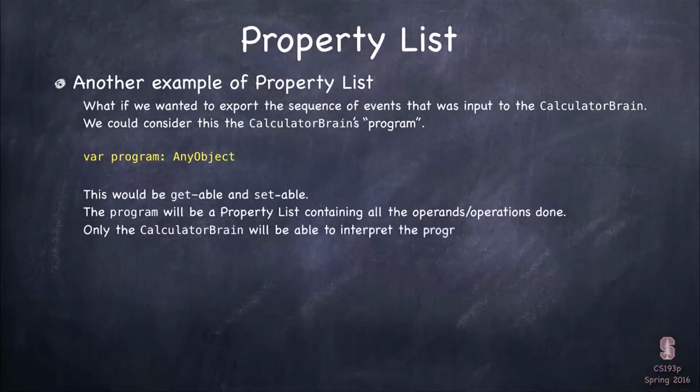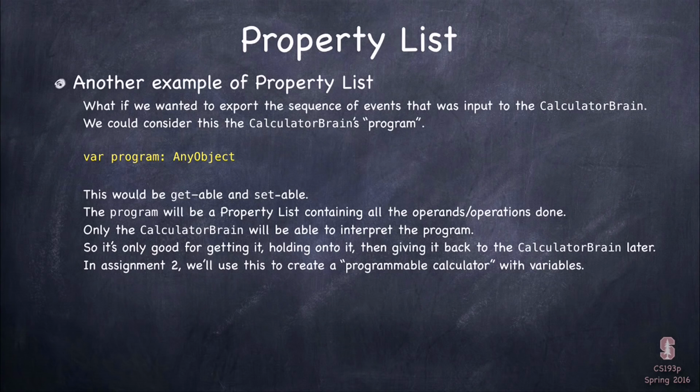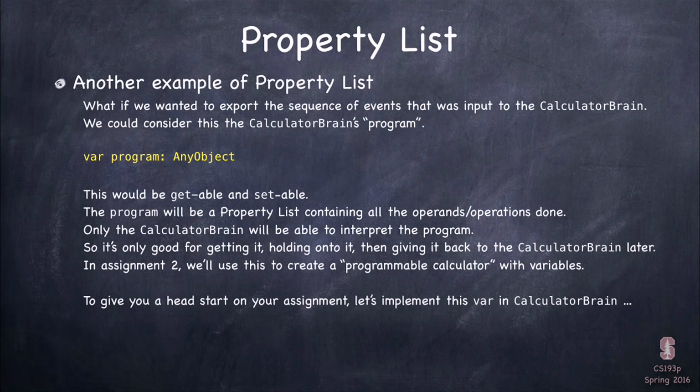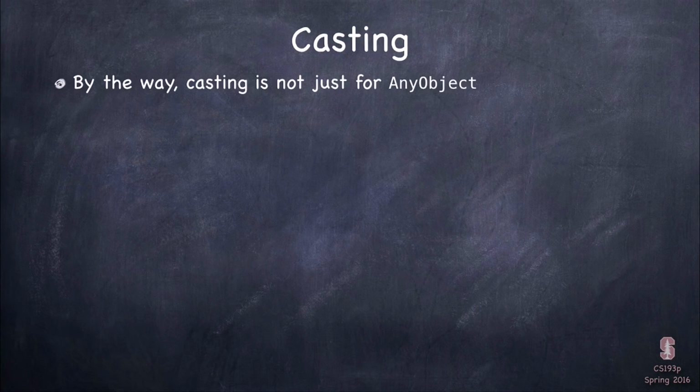We're going to create a var called program in our calculator brain. It's going to be gettable and settable. When you get it, it gets the current program that the calculator brain has just run. And when you set it, it runs the program. Okay? All right, so I'm going to do that as the demo. I'm going to finish off the slides here first.